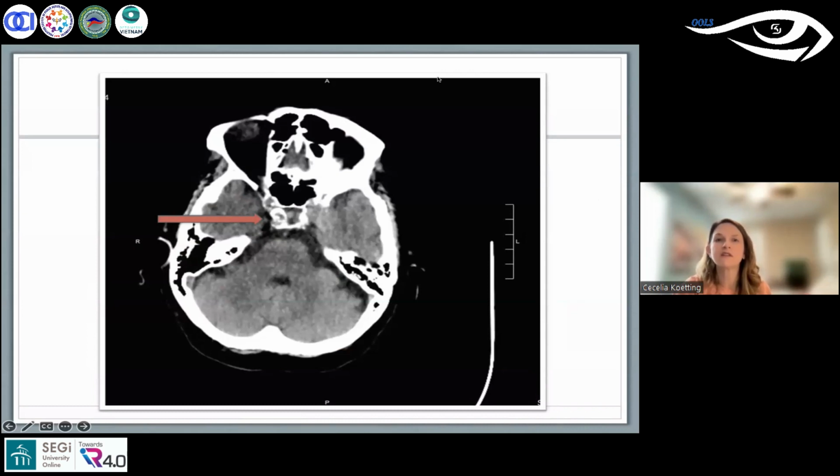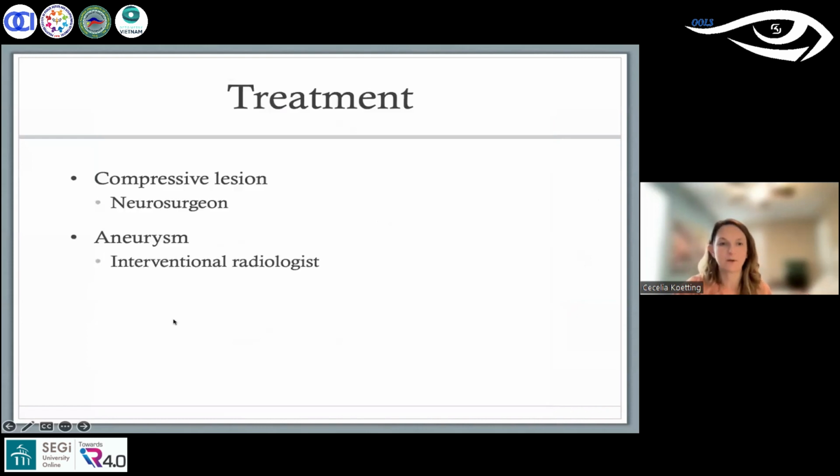So now what do we do for this? Say this patient had not previously been diagnosed with an aneurysm and we didn't know that this was here. Well, then we need to have them go see an interventional radiologist in the United States. That's who would see this patient. If it is a compressive lesion, say a tumor, they're going to go see a neurosurgeon. Both of those people are going to look at it and decide whether this is affecting the patient. Is this something that we need to take out? Is this something we need to leave?